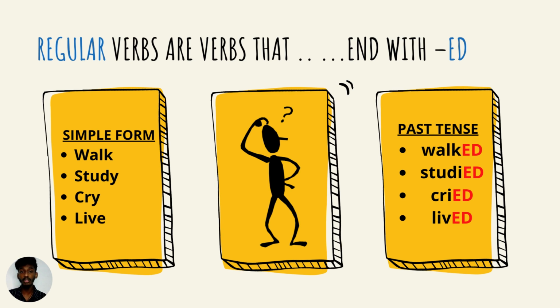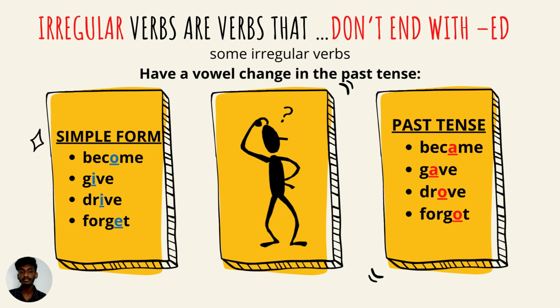How about irregular verbs? Let us see. Irregular verbs are verbs that don't end with ed. Some irregular verbs have a vowel change in the past tense. The simple forms are become, give, drive, and also forget. How do they change into irregular verbs in the past tense?